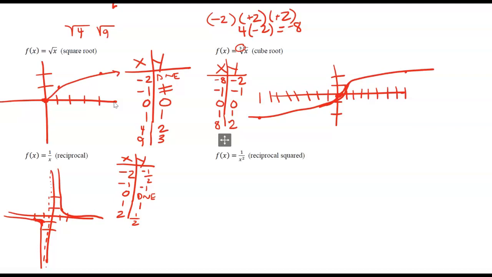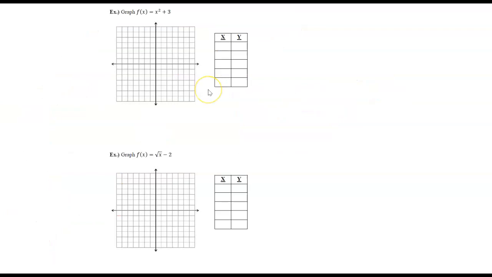Okay, 1 over x squared is going to be similar, and I will leave that one for you to do. Okay, let's look at graphing these two.